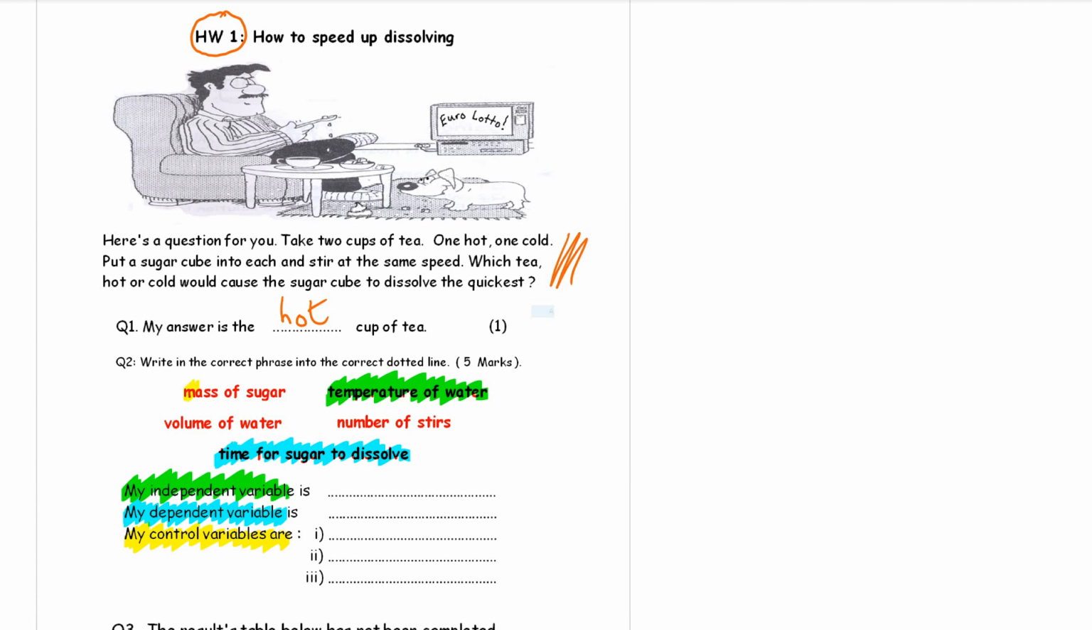We had to have the same mass of sugar cube. We had to have the same volume of water in the cup. We had to have the same number of stirs every minute.